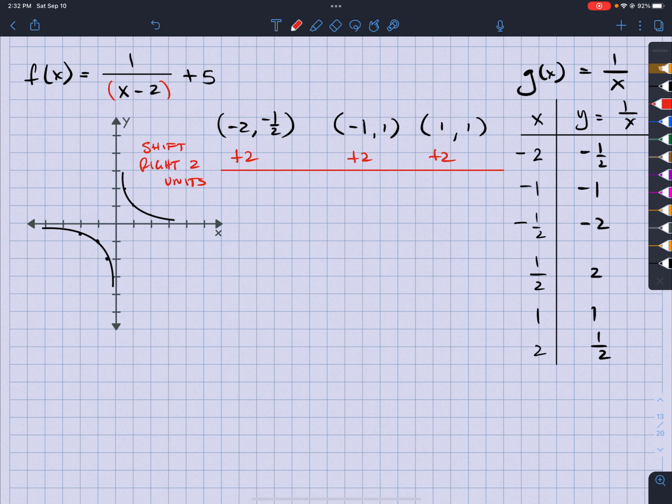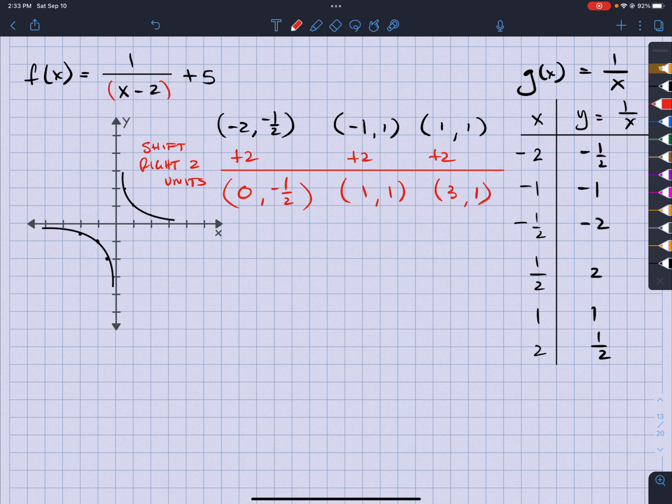So when I add 2, what happens? I'm going to have a 0. I'm going to have -1/2 still. I'm going to have a 1, 1. And I'm going to have a 3, 1.